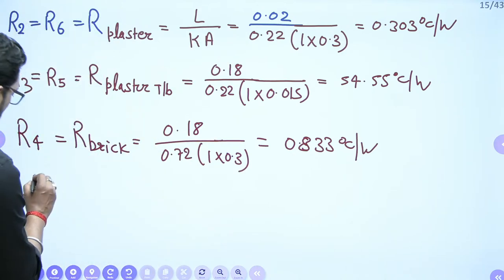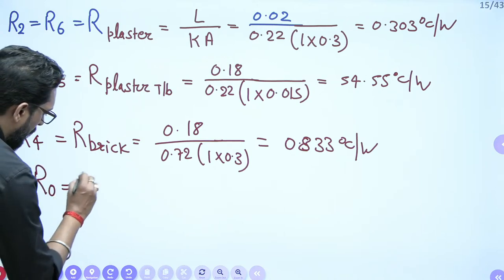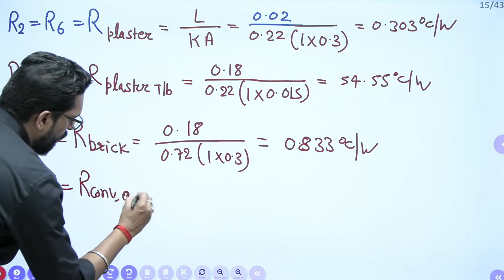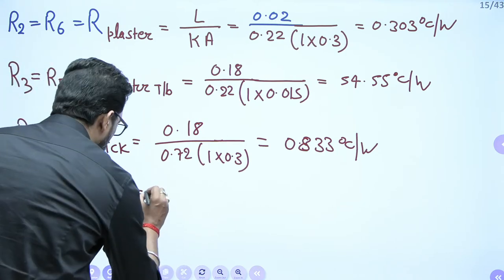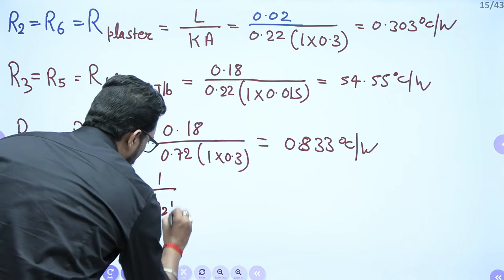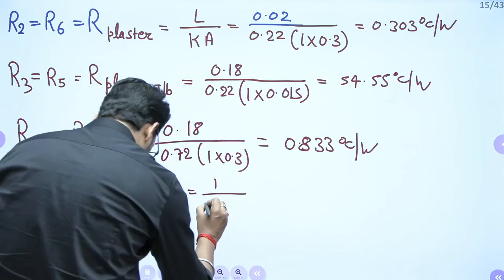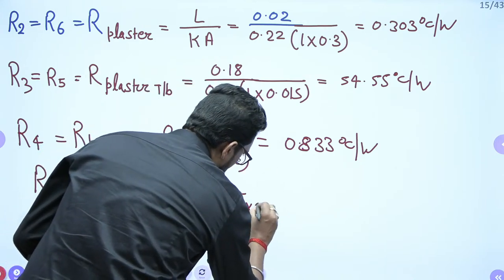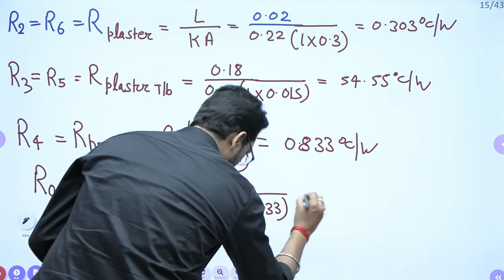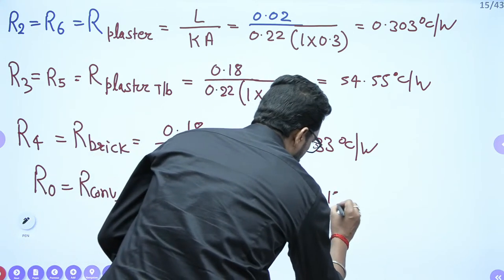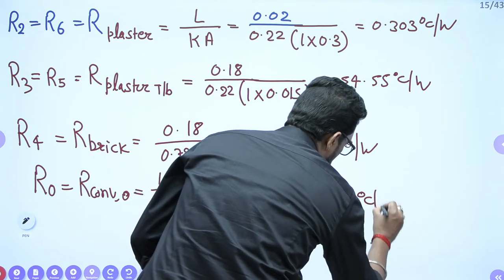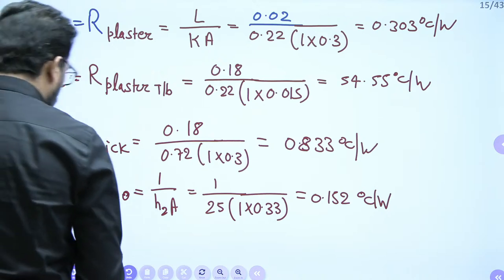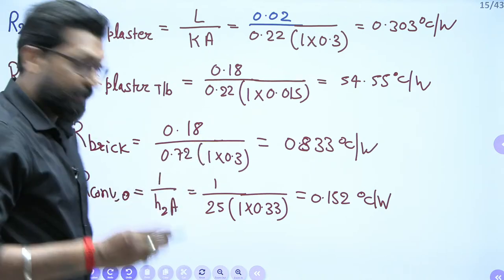Okay, now the outer resistance, RO, is equal to R of convection outside. Outside means RO. This is 1 upon H2 into A. What is H2? H2 is 25. What is A total? It is 1 cross 0.33. Take the dimension. This is your 0.152 degree centigrade per unit watt.